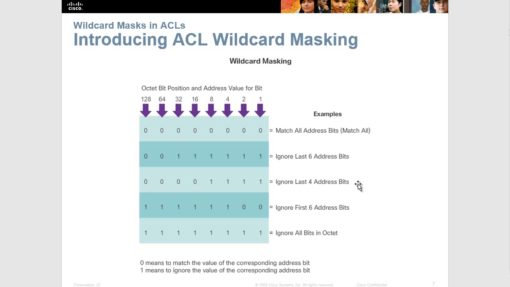So, for instance, you can see this table here where you have all matches with all zeros. Only the first two are matches here. First four, and so on and so forth. So basically you want zeros. Zeros are your matching bits in a wildcard mask rather than ones. They're the opposite of a subnet mask.